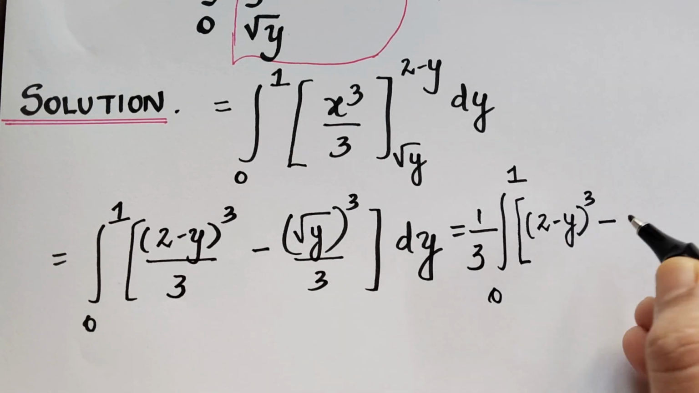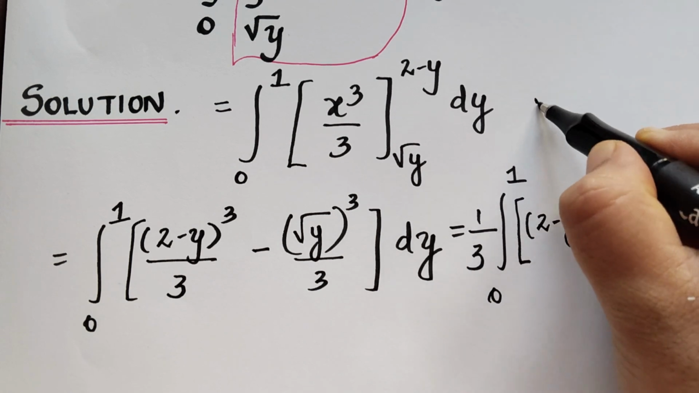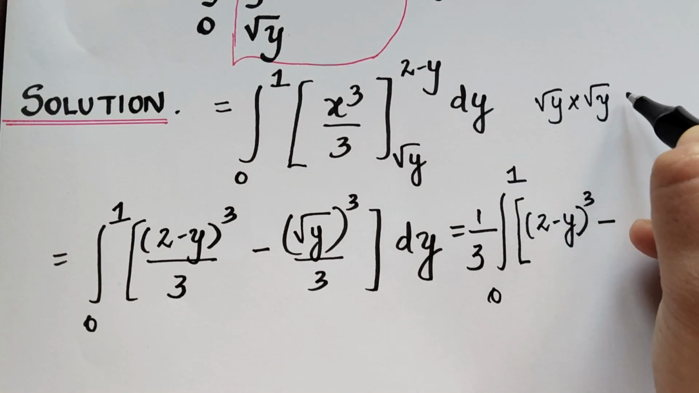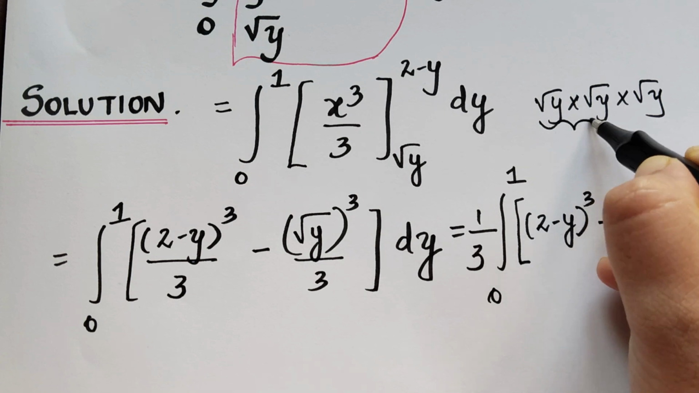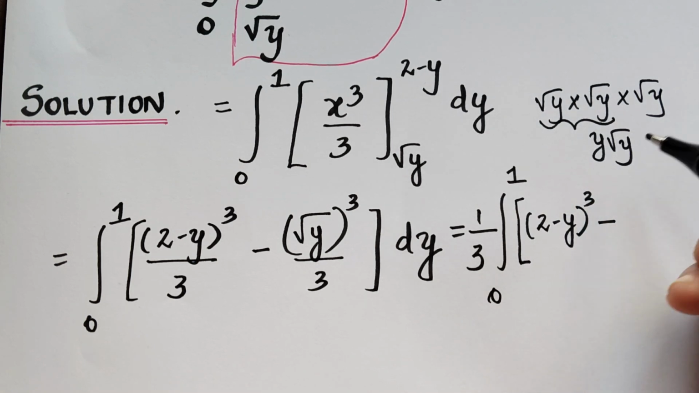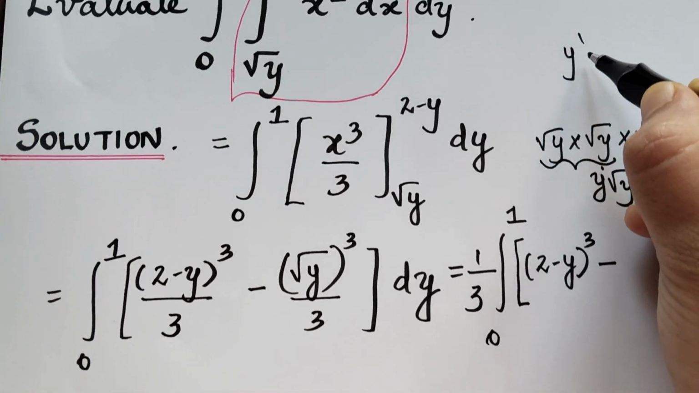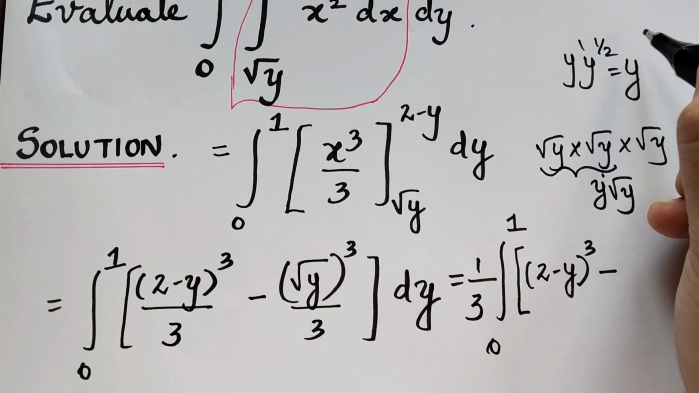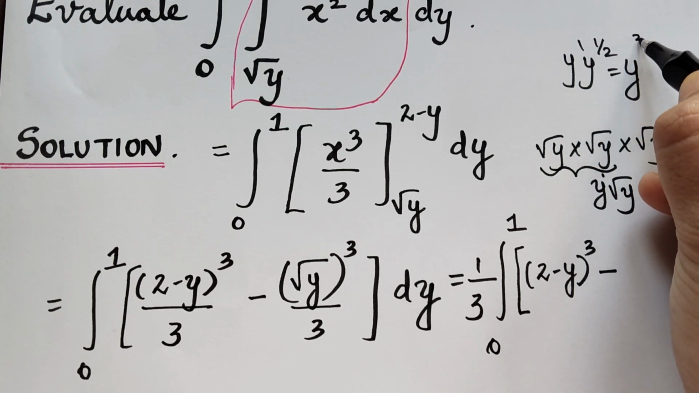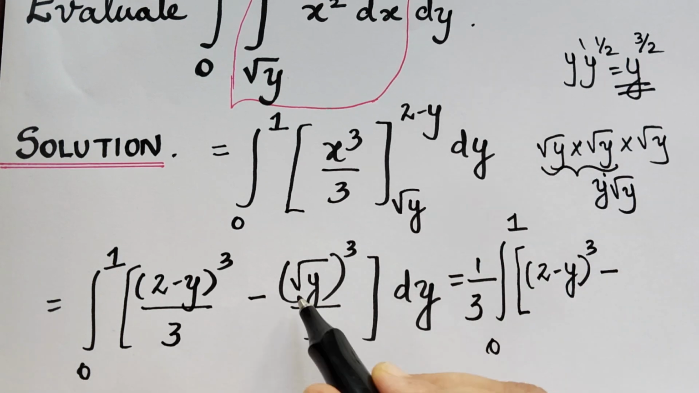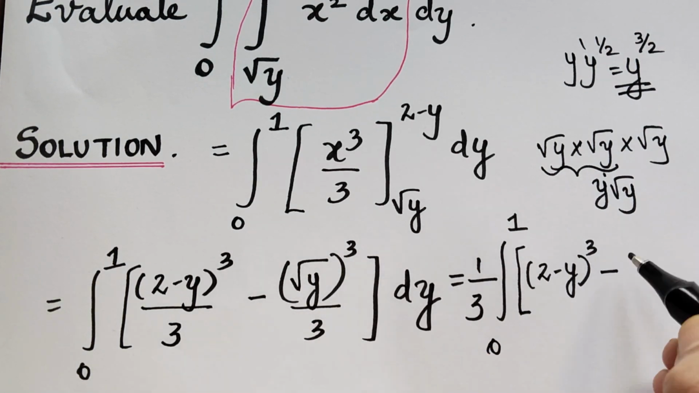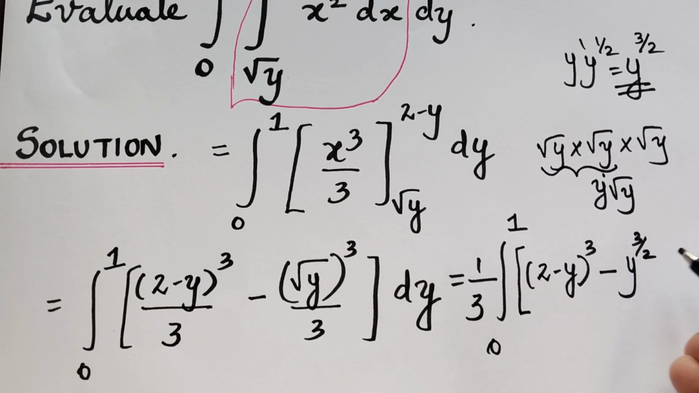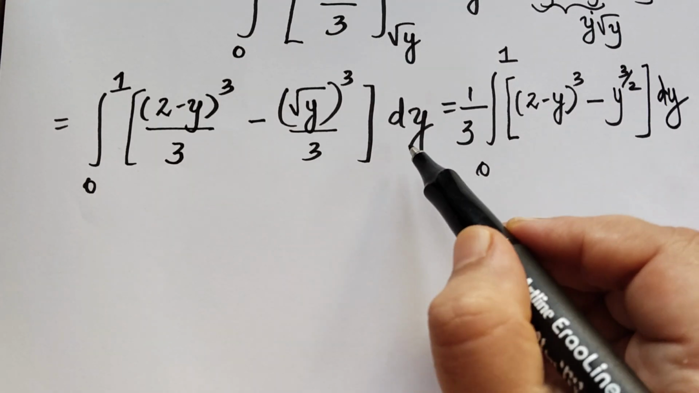Minus the square root of y power 3 will be root y multiplied with root y multiplied with root y. So what is root y into root y? It is y. So y root y we get. So this is y power 1 and y power 1 by 2. What is y power 1 multiplied with y power 1 by 2? Adding the powers, we get y to the power 1 plus 1 by 2, which will be 3 by 2. So therefore, this (square root of y) the whole cube can be written as y to the power 3 by 2. And we have to integrate with respect to y in the next step, so this dy has come here.